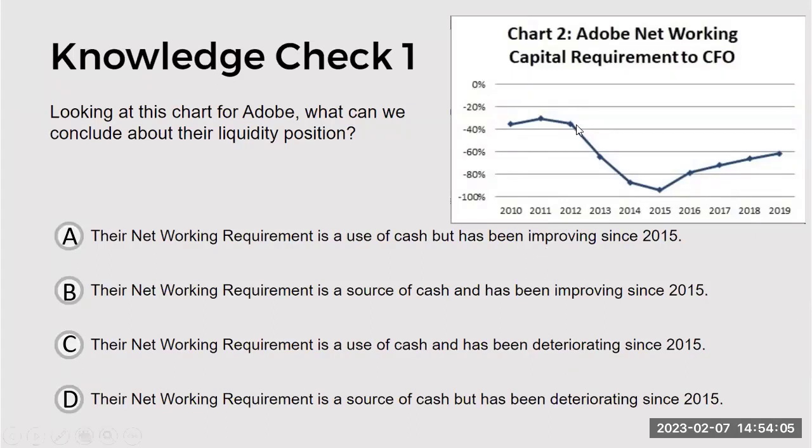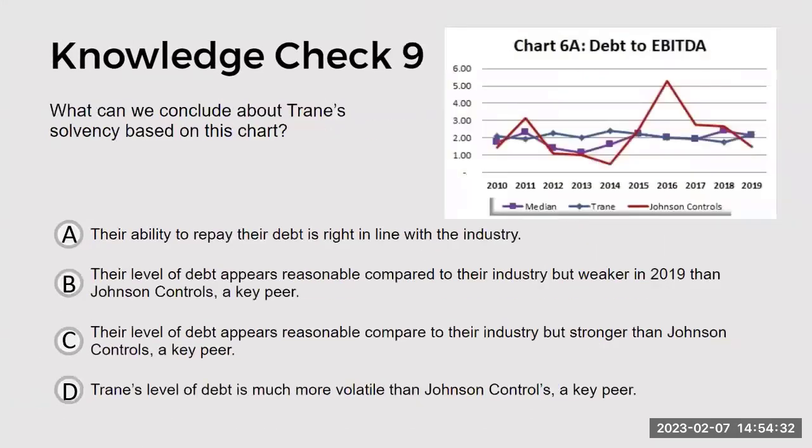All right. So this firm did what from 2012? Well, first of all, is it a source or a use? Source. Are they getting better or worse from 13 to 15? Better. And what's happening since? Deteriorating. All right. It's not a use of cash. It's been improving since 2015. Is that right? No. So what answer? D. So yeah, D is the answer on that one.